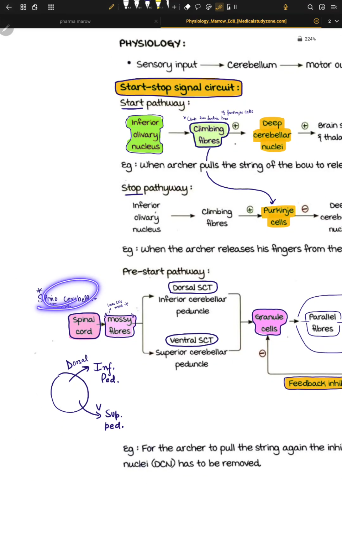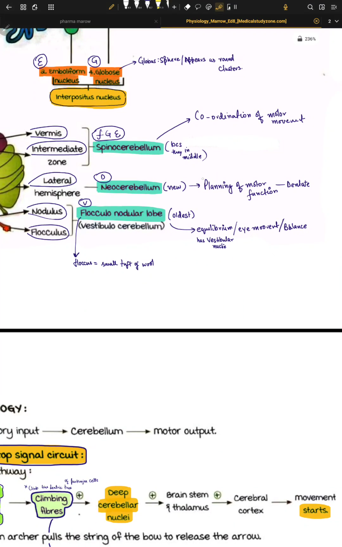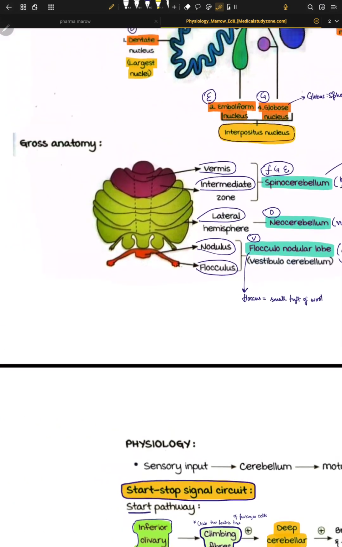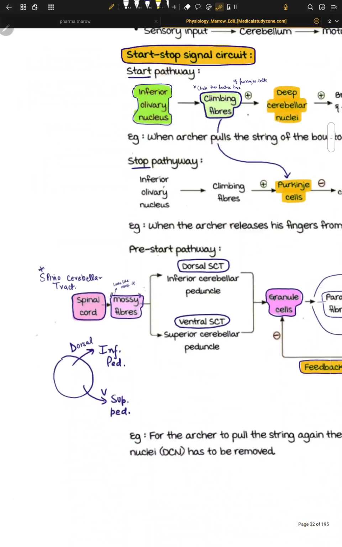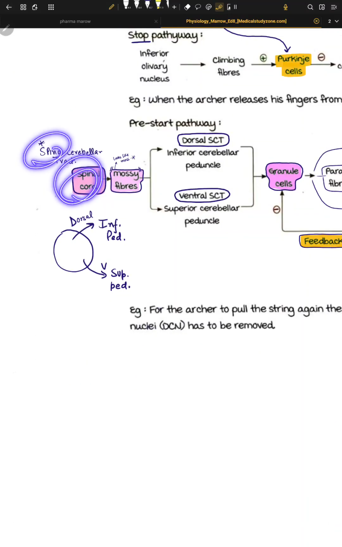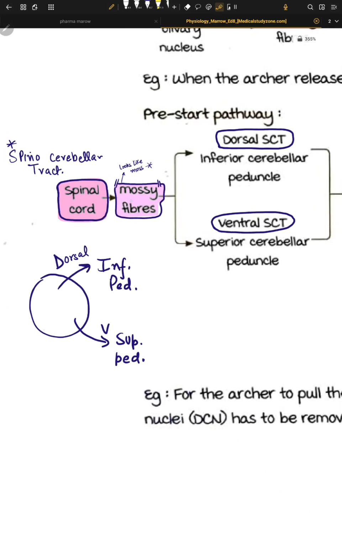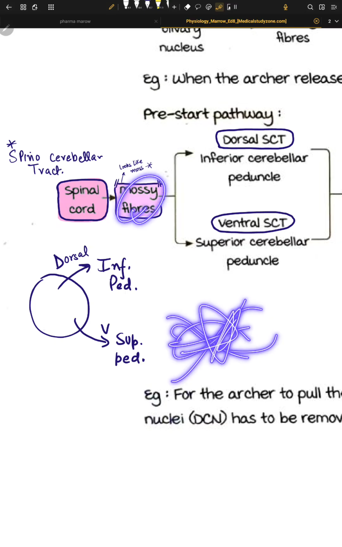I just told you why. This is a spinocerebellar tract. This part of your cerebellum, the vermis, calculates pre-start pathways, because this part is responsible for it. That's why we call it spinocerebellum. So in this spinocerebellar tract, the dorsal cord, the spinal cord, gives fibers. We call them mossy fibers because they look like moss. It's like a bunch of fibers like this, and they are mossy fibers.